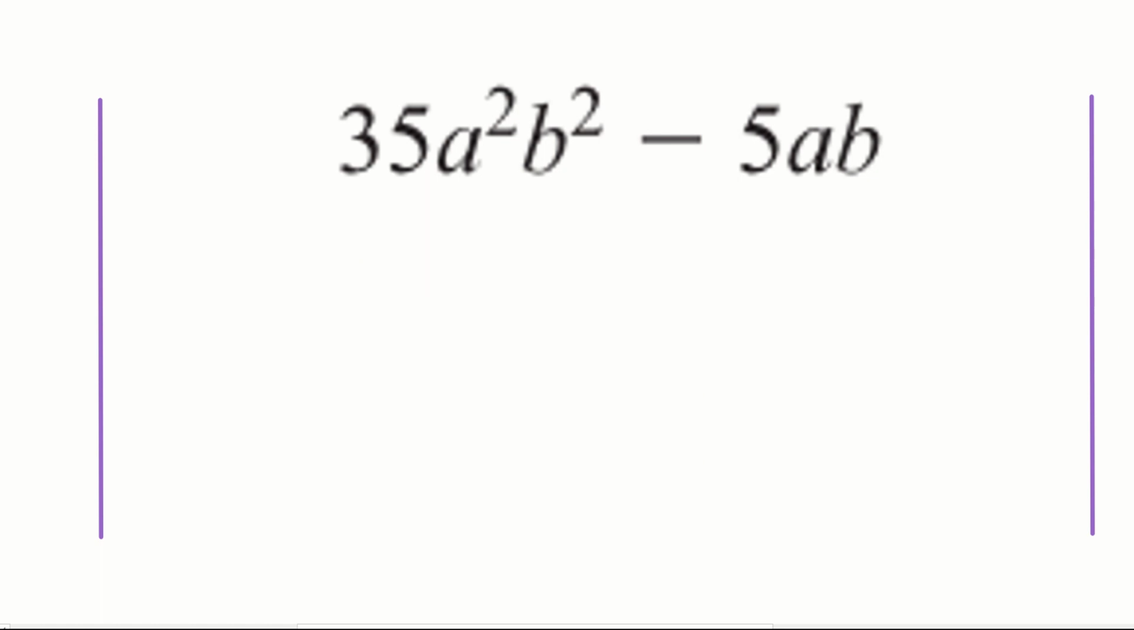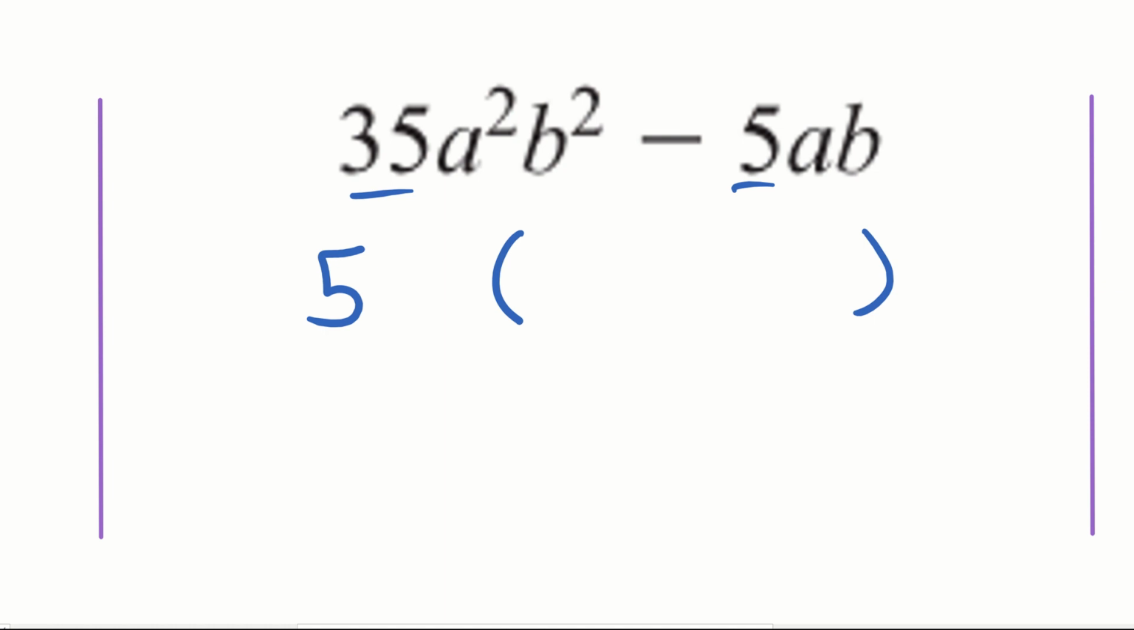35a squared b squared minus 5ab. All right, so we got an a and a b here. Big deal. Take it in pieces. Between 35 and 5, well, first let's open up a set of parentheses here. Between 35 and 5, what's the GCF? You might be saying in your head it's 5. Very good, you'd be right.